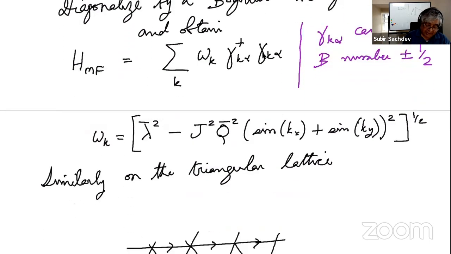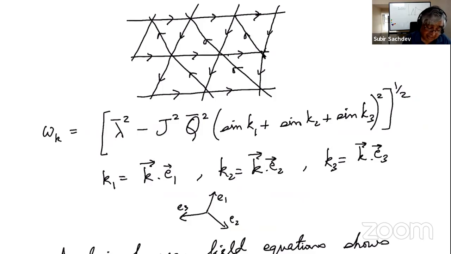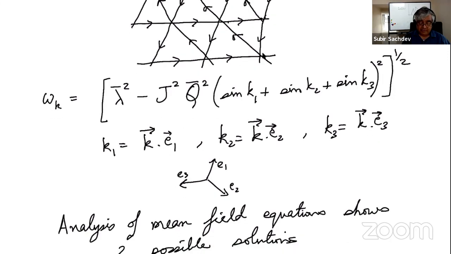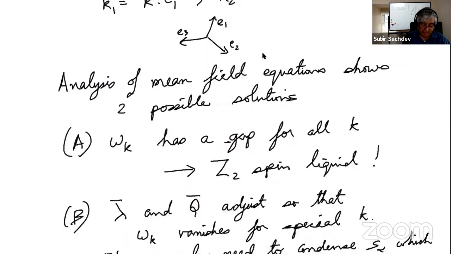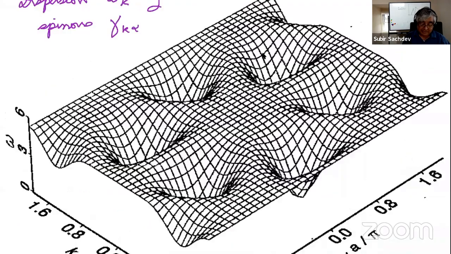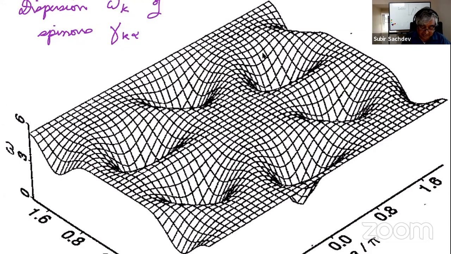Okay. So on the triangular lattice, basically you do the same song and dance, and you get almost the same result. The Q has the same magnitude on every bond, but you have to give it some orientation, which is shown in this picture here. And instead of having sine kx plus sine ky, you have sine k1 plus sine k2 plus sine k3, where k1, k2, k3 are components of k along these three directions. Okay, all right. And in fact, I actually have a plot of omega k here. So this is the actual dispersion of the spinons in momentum space. They have some minima at some points, and you know, six-fold symmetry because you're on the triangular lattice and so on.